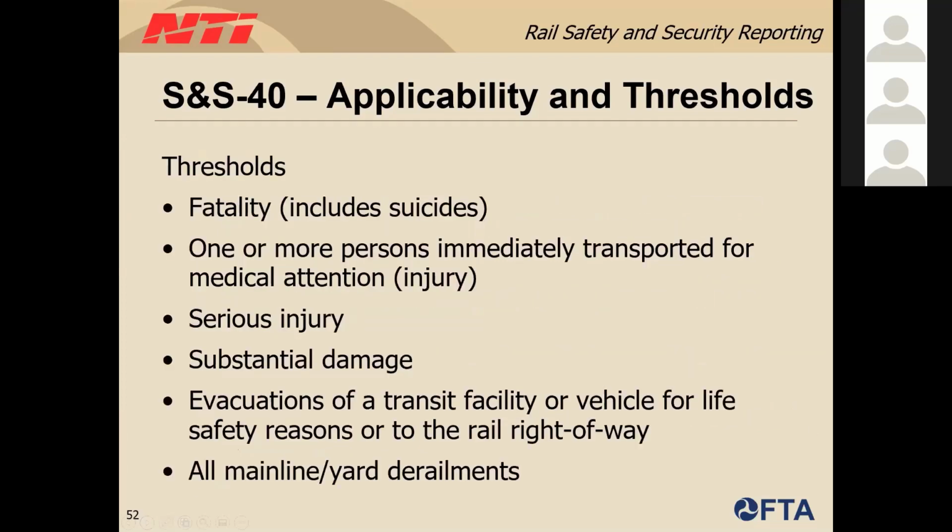The major event report thresholds for rail modes are a fatality, one or more persons transported for medical attention or a serious injury, substantial property damage, evacuations of a transit facility or vehicle for life safety reasons, or evacuations to the rail right-of-way. These are automatically reportable regardless of any other threshold. All derailments, both on the main line or in the yard.